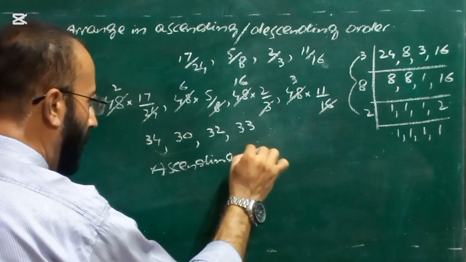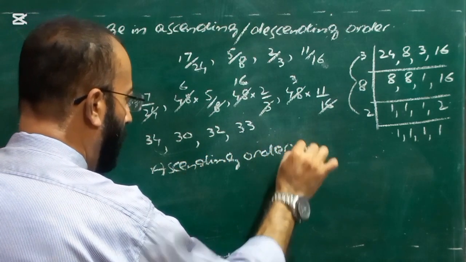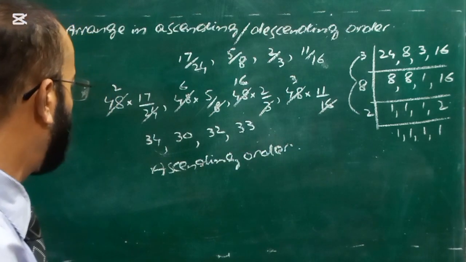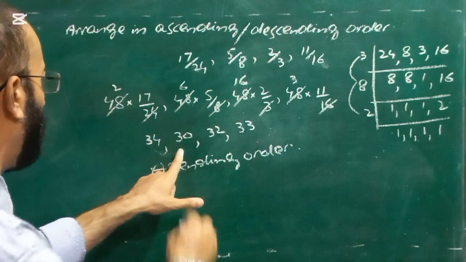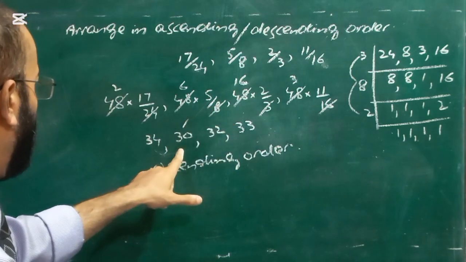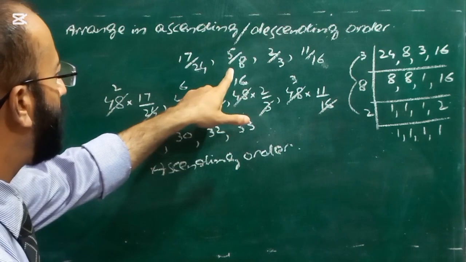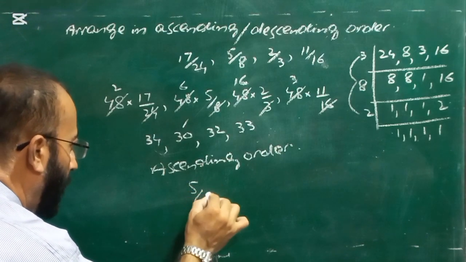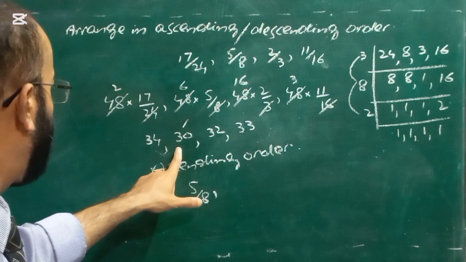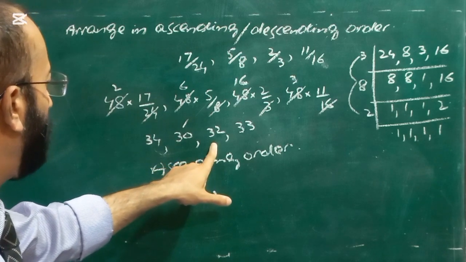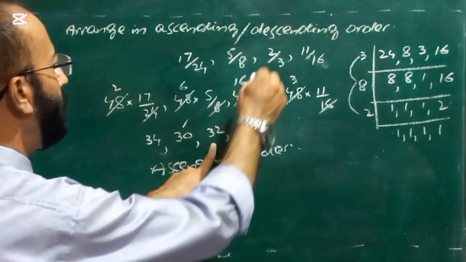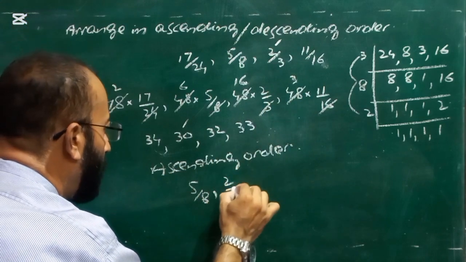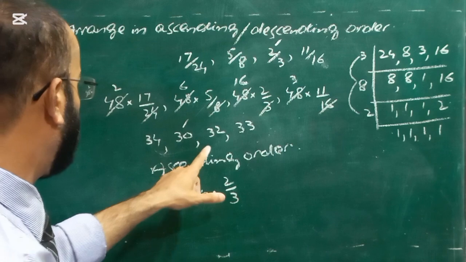from here we can see ascending order is actually from smaller to larger. So this is the least value. So this is the second. So the second fraction will come first, so 5 by 8. After that, this is the next value which is greater than this. This is the third value. So this is the fraction that should come after this, so 2 by 3.